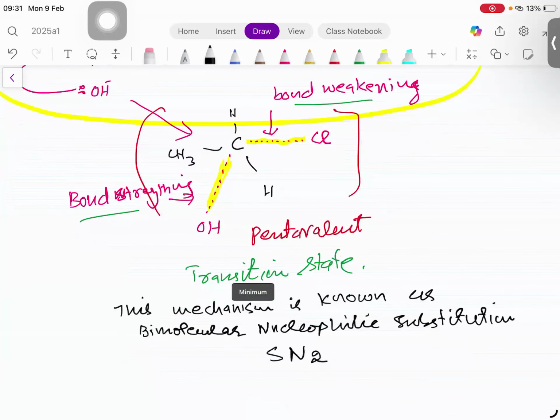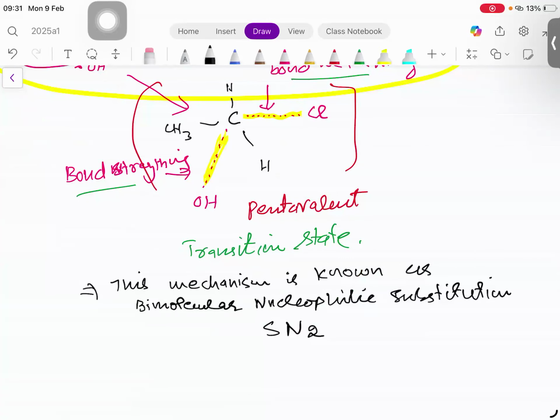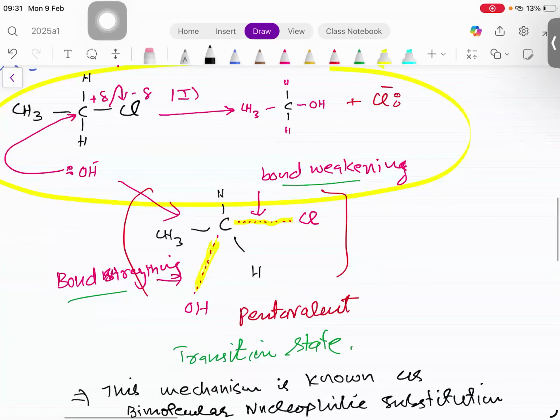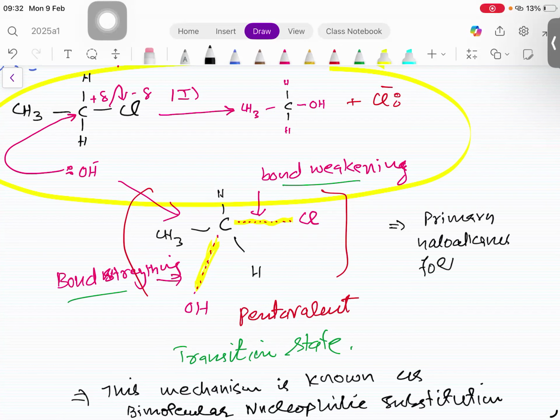Yes. All primary haloalkanes follow SN2.